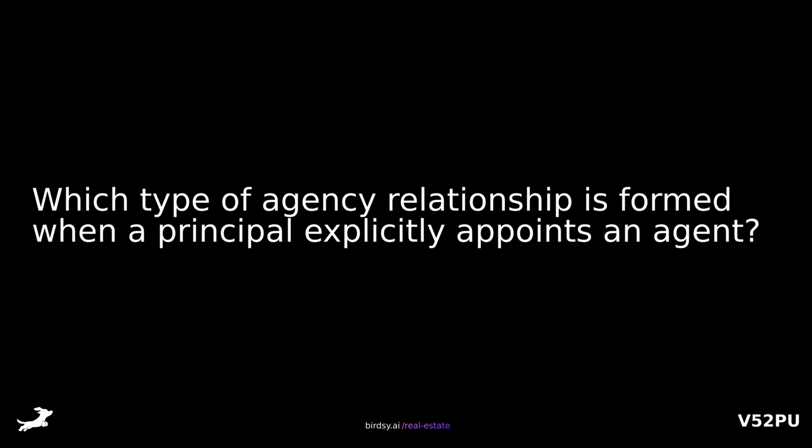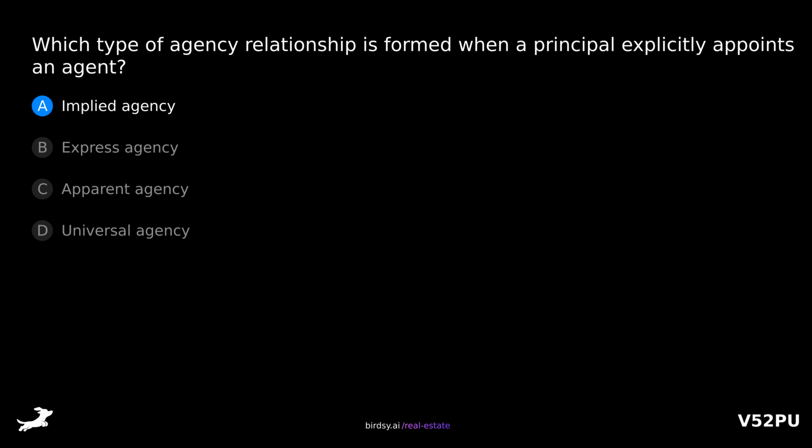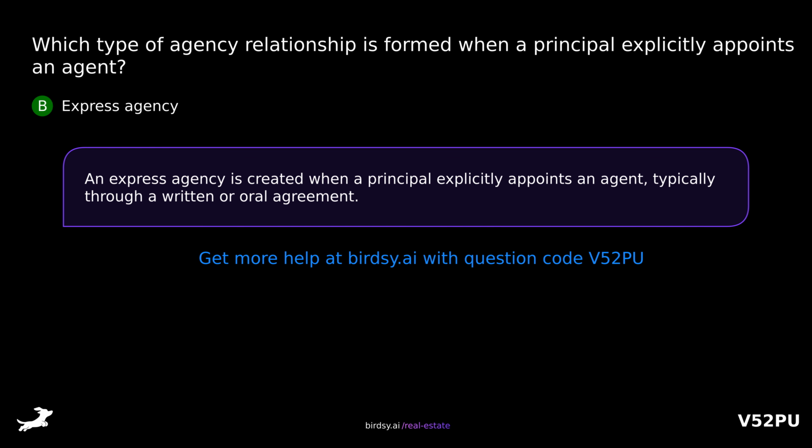Which type of agency relationship is formed when a principal explicitly appoints an agent? Is it A, implied agency, B, express agency, C, apparent agency, or D, universal agency? The answer is B, express agency. An express agency is created when a principal explicitly appoints an agent, typically through a written or oral agreement.